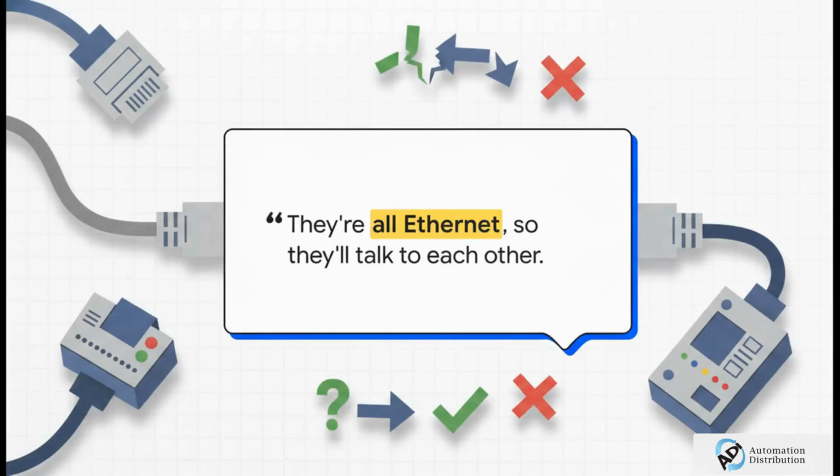So, you're going to hear guys on the floor say this all the time. "Hey, they're all EtherNet, so they'll talk to each other." Listen to me. That is, without a doubt, the single most expensive assumption you can make when opening a control panel. Seriously, it turns into a $10,000 mistake incredibly fast. You see an RJ45 port on a motor drive, you see another one on a PLC, you run a standard Cat5e or Cat6 cable between them, and you just brush your hands off, right? Job done.